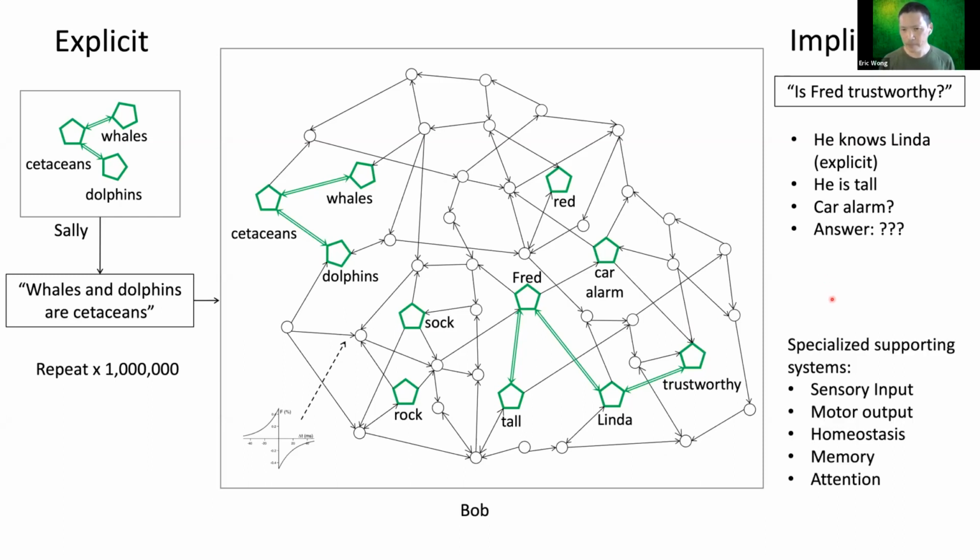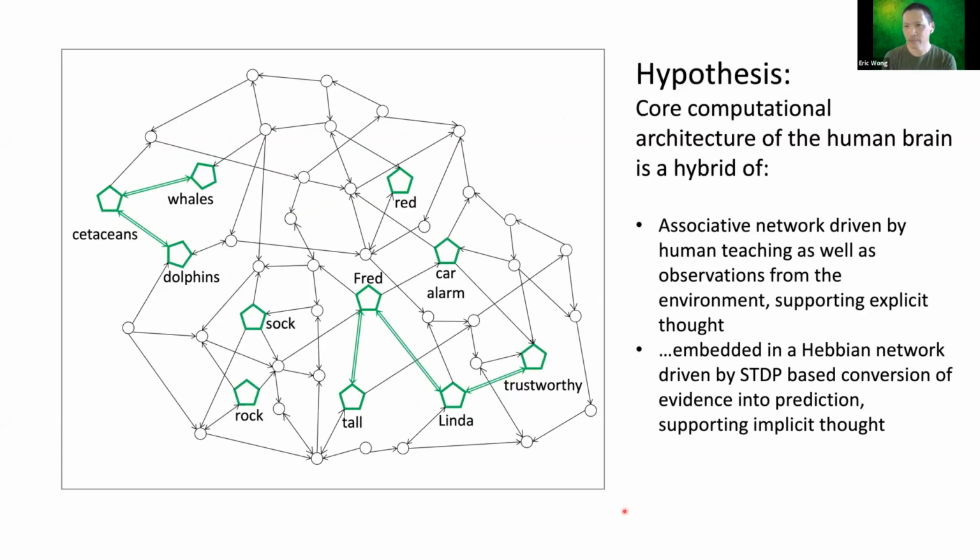So this is just a very simple core theory for human cognition. It's obviously surrounded by many specialized systems that are not included in this diagram, but we'll just summarize by saying that our hypothesis is that the core computational architecture of the human brain is a hybrid of an associative network driven primarily by human teaching, in addition to observations from the environment, supporting explicit thought, and that is embedded in a Hebbian network that's driven by STDP-based conversion of evidence anywhere in the network into predictions, and that supports implicit thought. And I thank you for your attention.